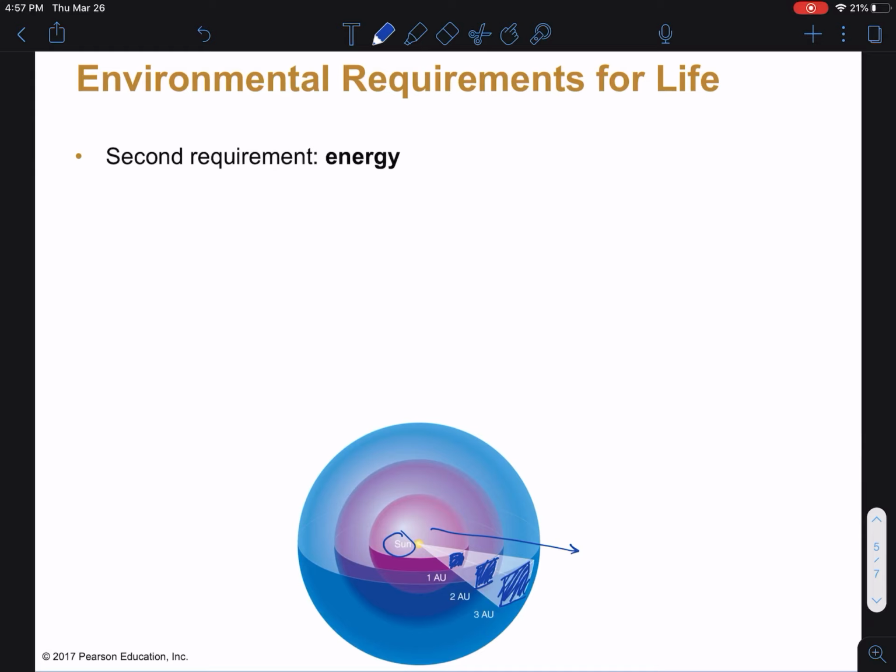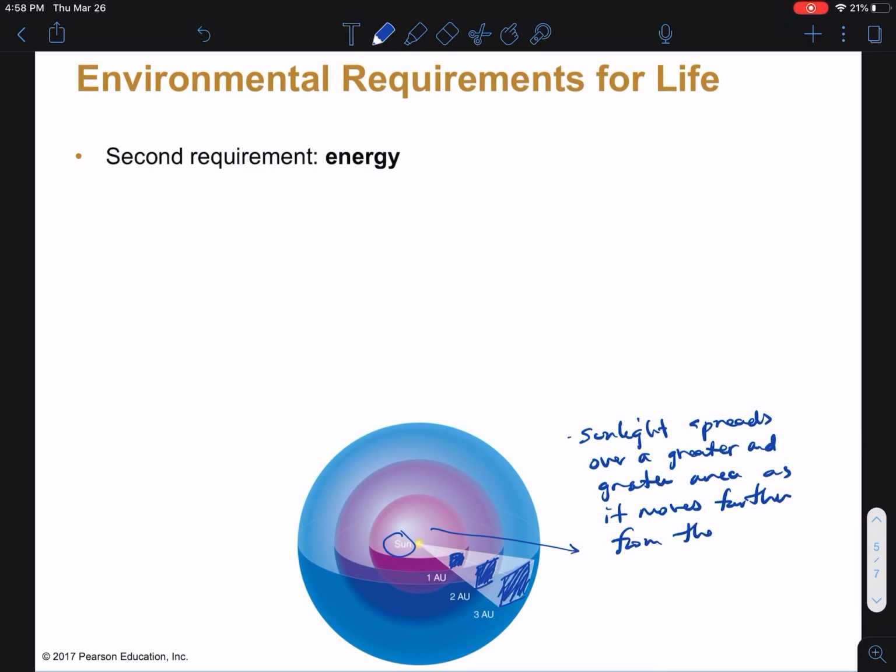So what this is showing us is that the sunlight spreads over a greater and greater area as it moves farther from the sun. This means that the energy contained there becomes less concentrated. That means there's more energy available close to the sun and less energy available farther from the sun.